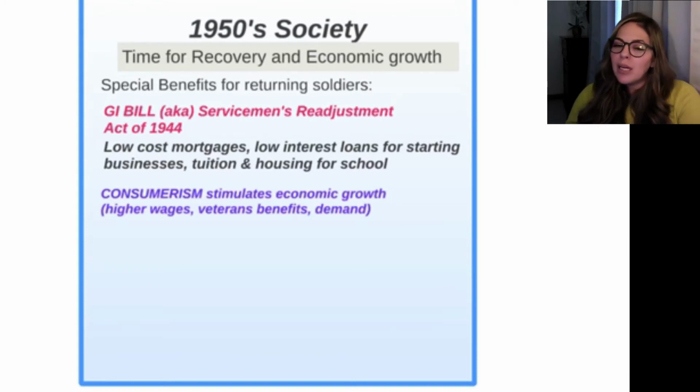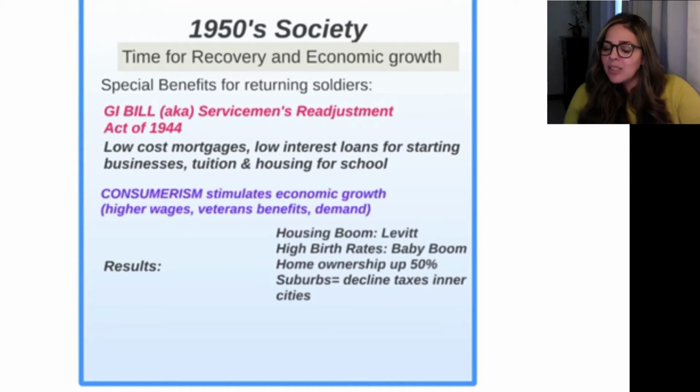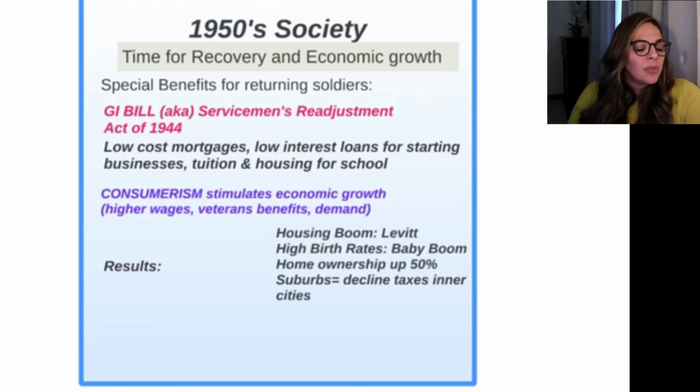Consumerism is going to be at an all-time high. That, again, is going to stimulate economic growth. Part of the reason for that has to do with the fact that a lot of people went without these things during the war. They'd saved money, so consumerism is really going to increase. It also has to do with the fact that there are a lot of products for consumers to buy.